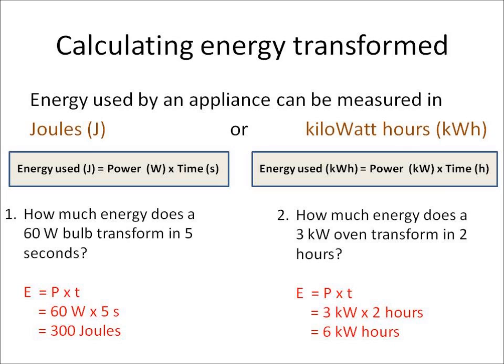Here's a question. How much energy does a 3 kilowatt oven transform in 2 hours? And the answer is 3 kilowatts times 2 hours equals 6 kilowatt hours.